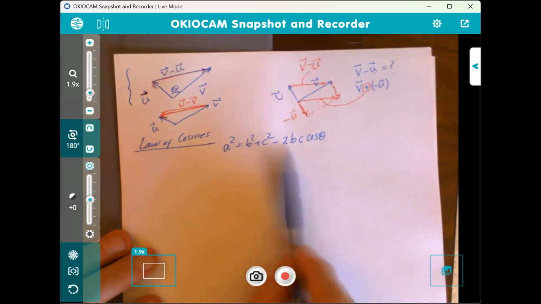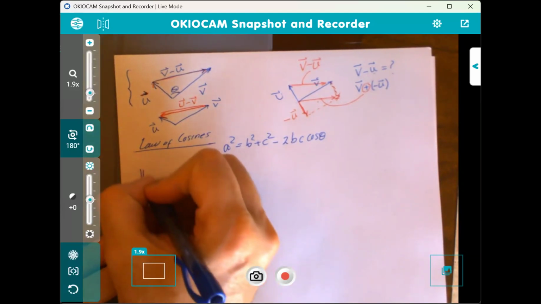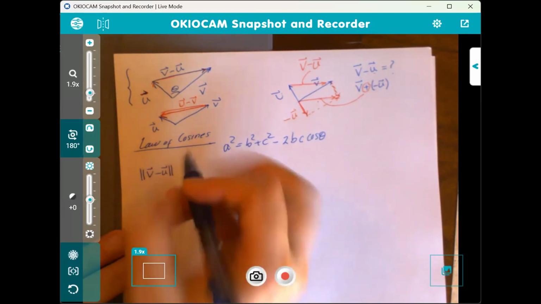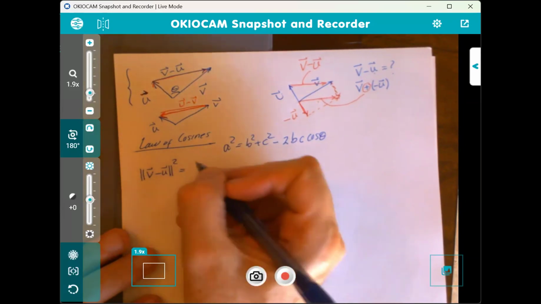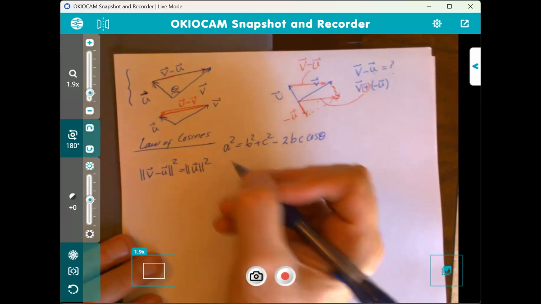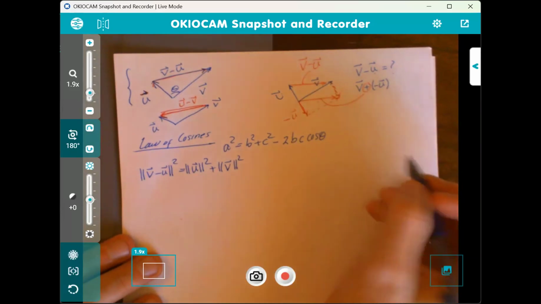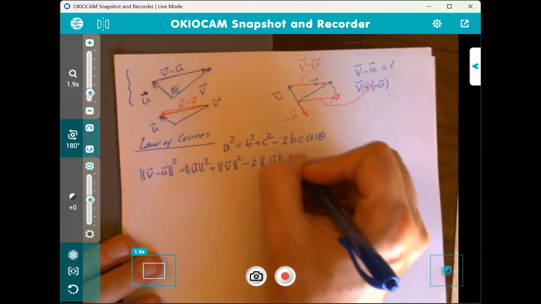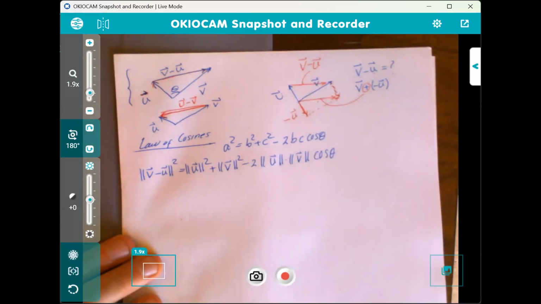So we're going to make the law of cosines work with our triangle here. Therefore, the magnitude of vector v minus u, that would be the side of this triangle, squared is equal to the magnitude of u squared plus the magnitude of vector v squared, negative twice the product of the magnitudes, times the cosine of the included angle.